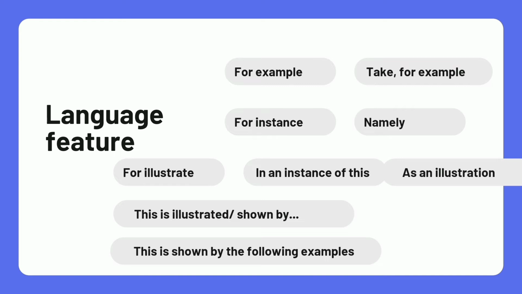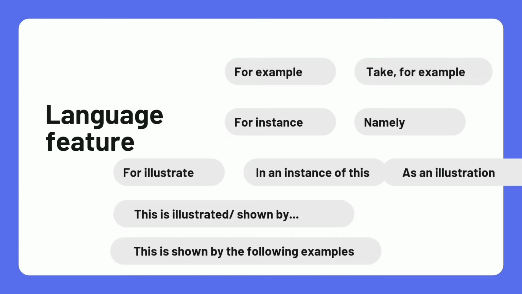How about the language features of giving examples? To add examples, we need to use a range of linking words and use them flexibly in different locations in a sentence. There are some phrases or linking words that are used in introducing examples. There are: for example, such as, for instance, to illustrate, as an illustration, take, for example, namely, in an instance of this, is illustrated or shown by, or this is shown by the following examples.